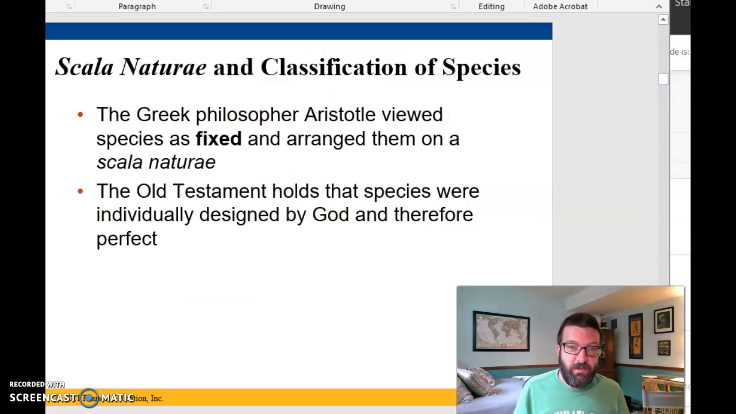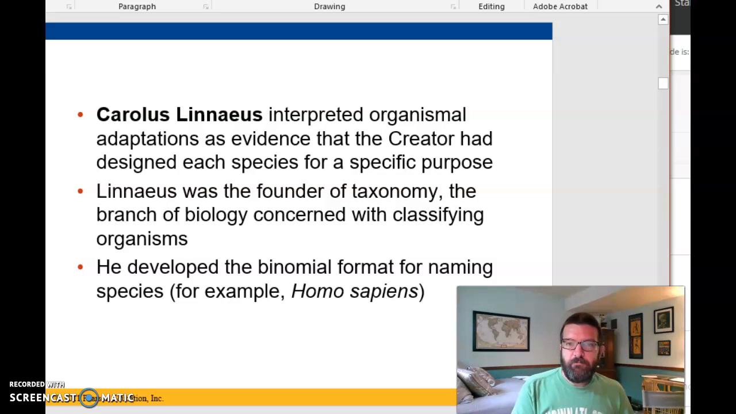As far back as the Old Testament and ancient Greece, what we know now as biologists, but what were considered in ancient Greek times as philosophers, right, who studied sort of everything, viewed species as fixed. And Aristotle was one of the first people to do a lot of writing on this in Scala Naturae. On through to the 17th century, species were still viewed as fixed.